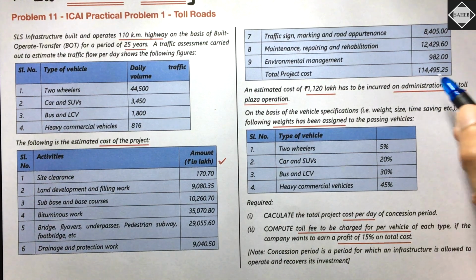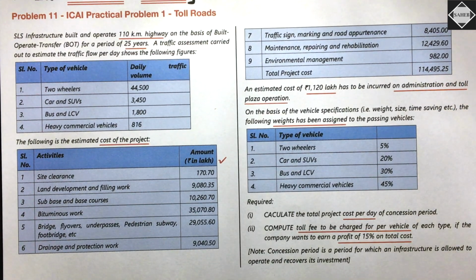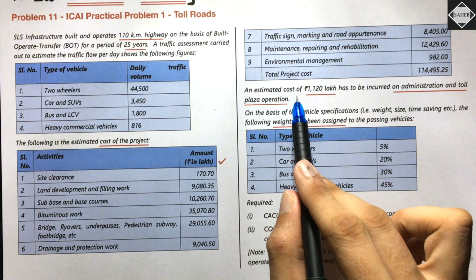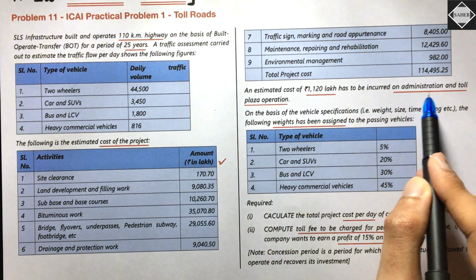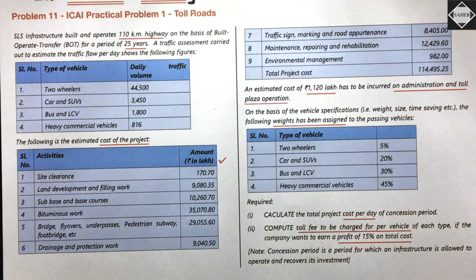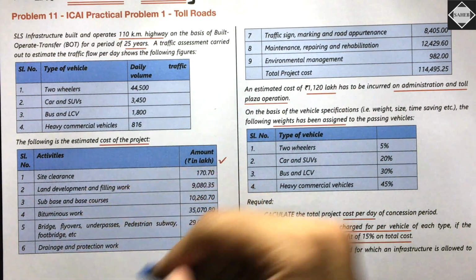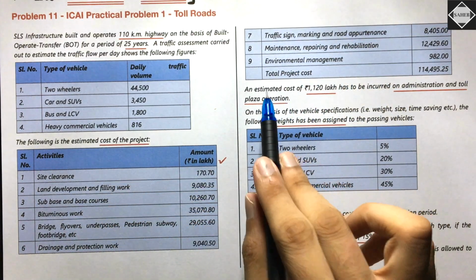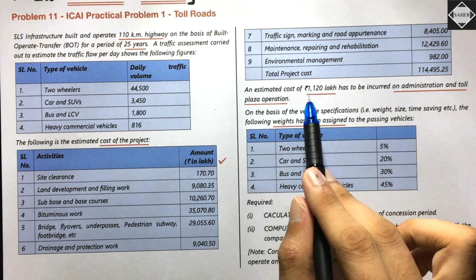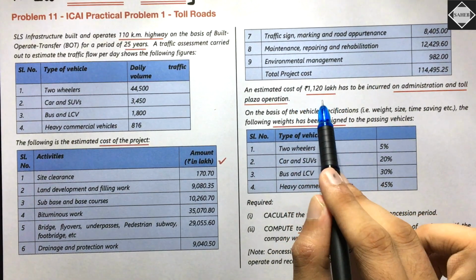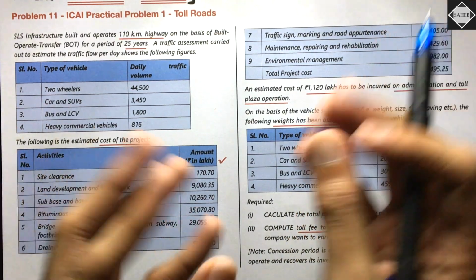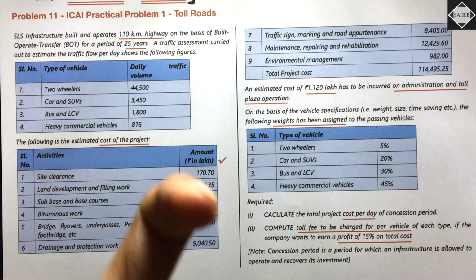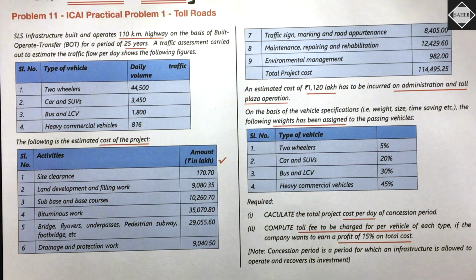1,14,495.25. Okay, yes. And then they are saying an estimated cost of 1120 lakh has to be incurred on administration and toll plaza operation. You see, first they have given you the whole capital cost, or we can say total project cost, and then they are telling you about the operation cost also, the administration and operation cost of toll plaza. So all that you have to take together, then only you will get the total cost. Simple, easy, we can prepare the operating cost sheet.